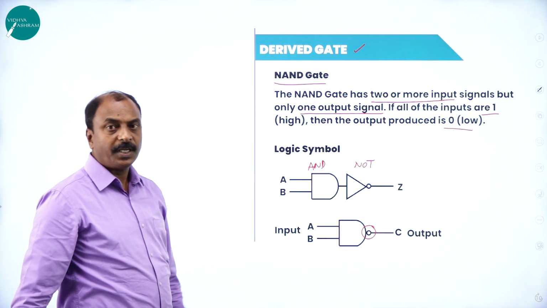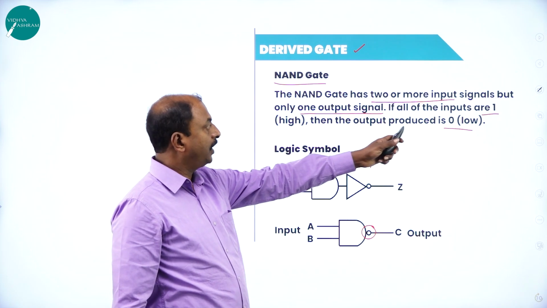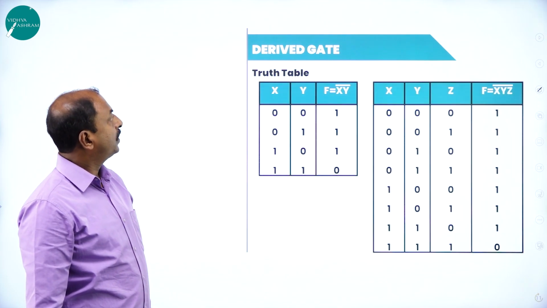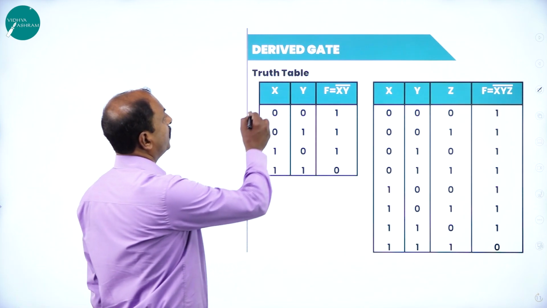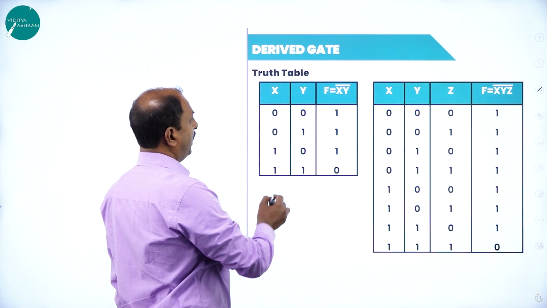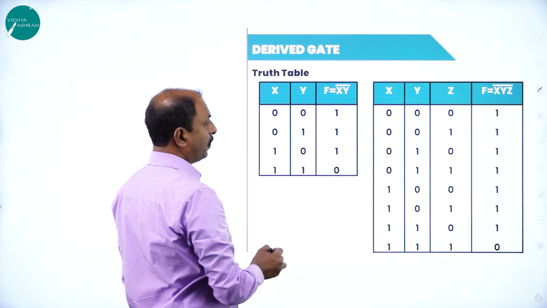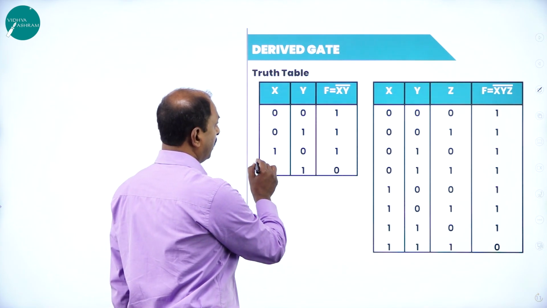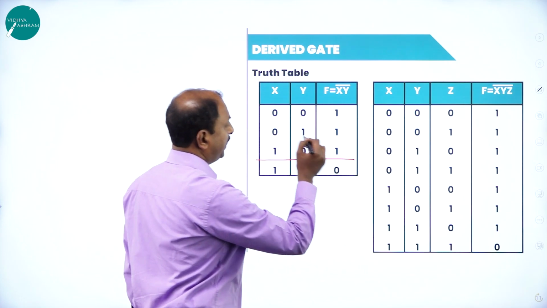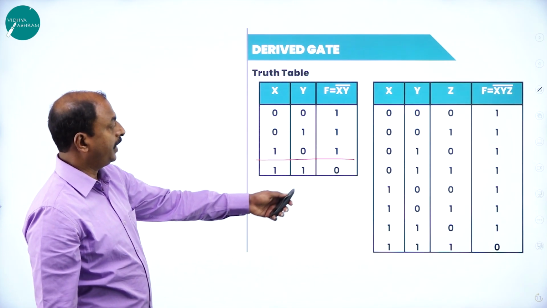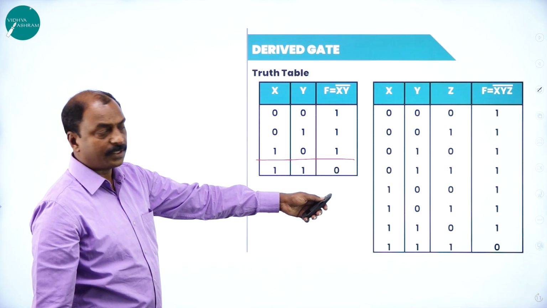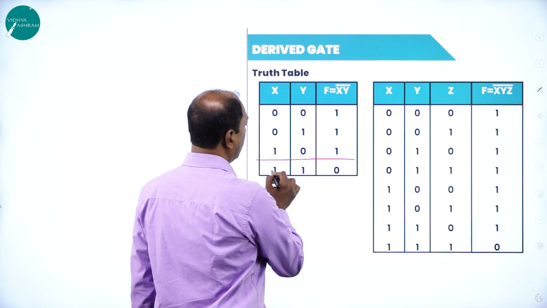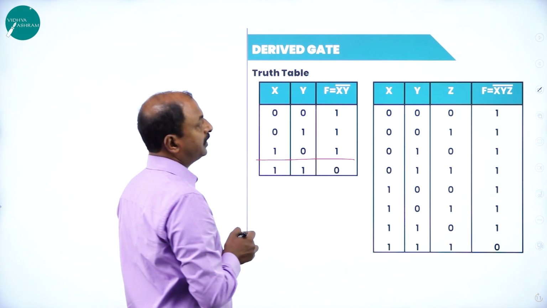The definition is, if all the inputs are 1, the output is 0. Now look at the truth table of this. This is a 2 input NAND gate and here are 4 combinations. Accordingly, when all the inputs are high, the result is 0. This is the truth table. So in this example, when all the inputs are high, the result is 0.